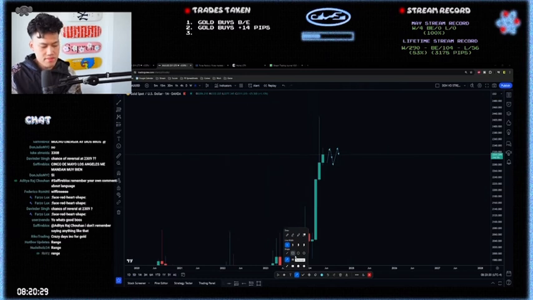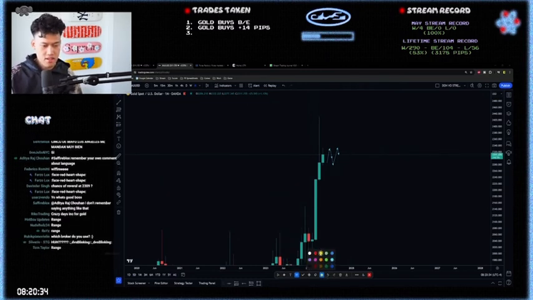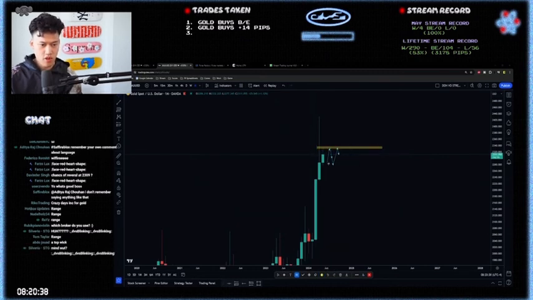Okay, cool, I'm live. So chat, you have this right here, right? You have this resistance being formed and this support being formed. So how did I get this data off of this candle? Just by reverse engineering it.